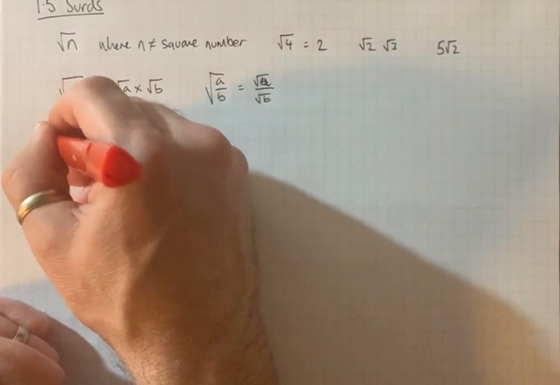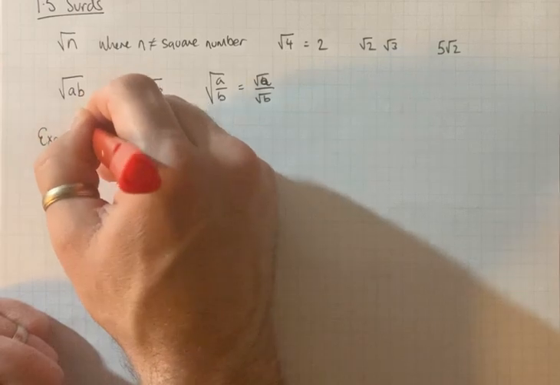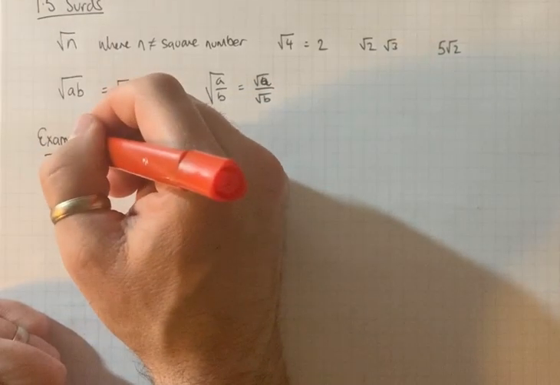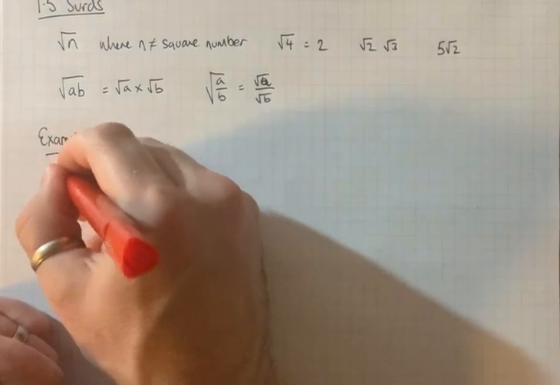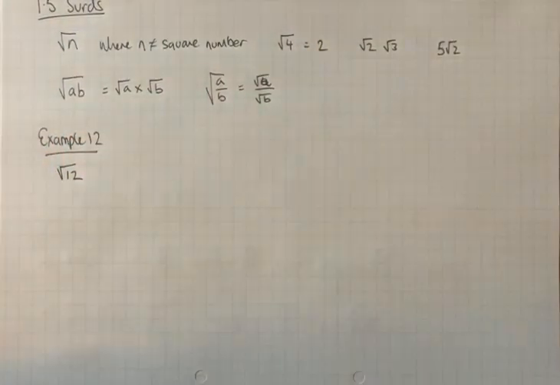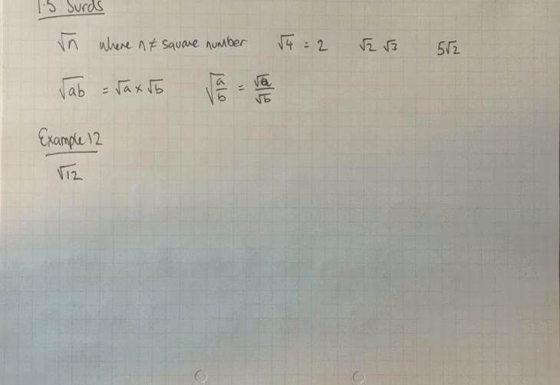Example 12, simplifying surds. So in A, I want to simplify square root of 12. As I said before, there is no non-calculator paper to worry about in A-level maths. You can just put it straight into the calculator and it will simplify it for you. But where would that answer come from?